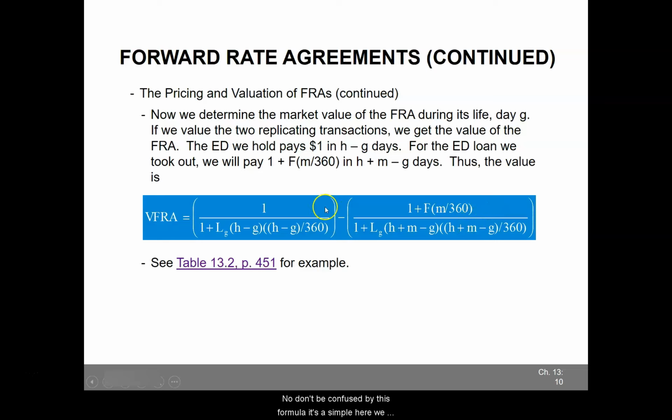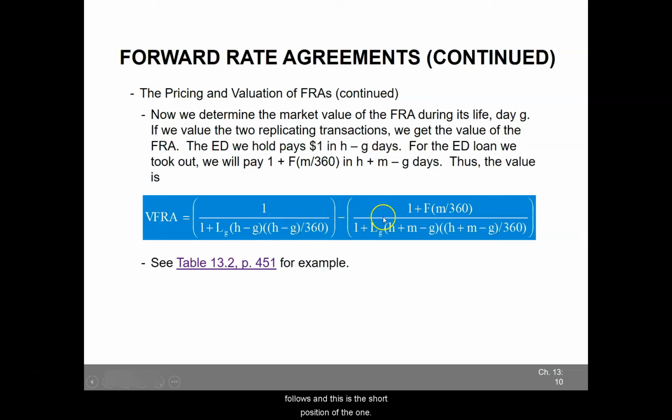Now don't be confused by this formula. It's as simple. Here we are calculating the value of the $1 Eurodollar deposit, which is our asset, and we are doing it at the rate prevailing at day G after the contract has been initiated, and the number of days left in the contract is now equal to H minus G, which in this case, for example, H was 30 and G could be 10 days or 20 days. We will see that in our example that follows.